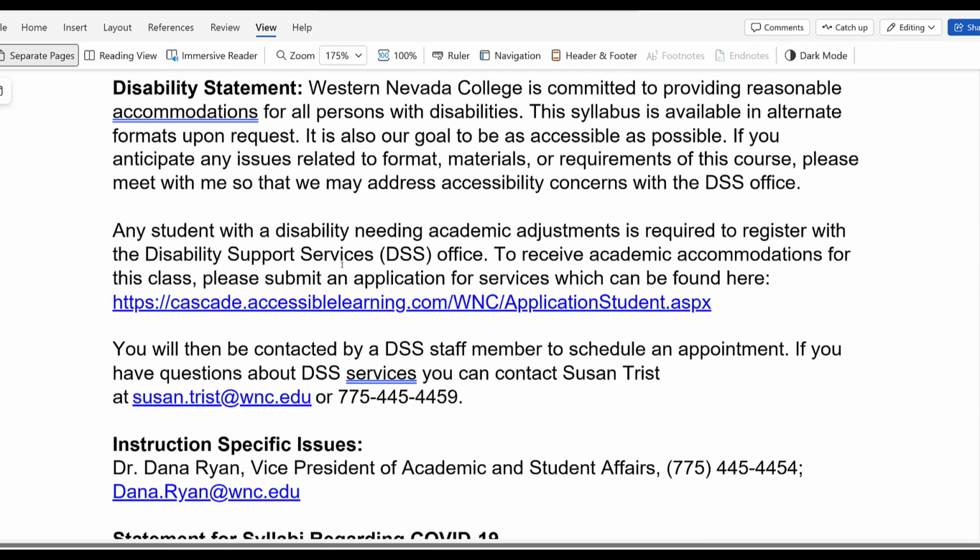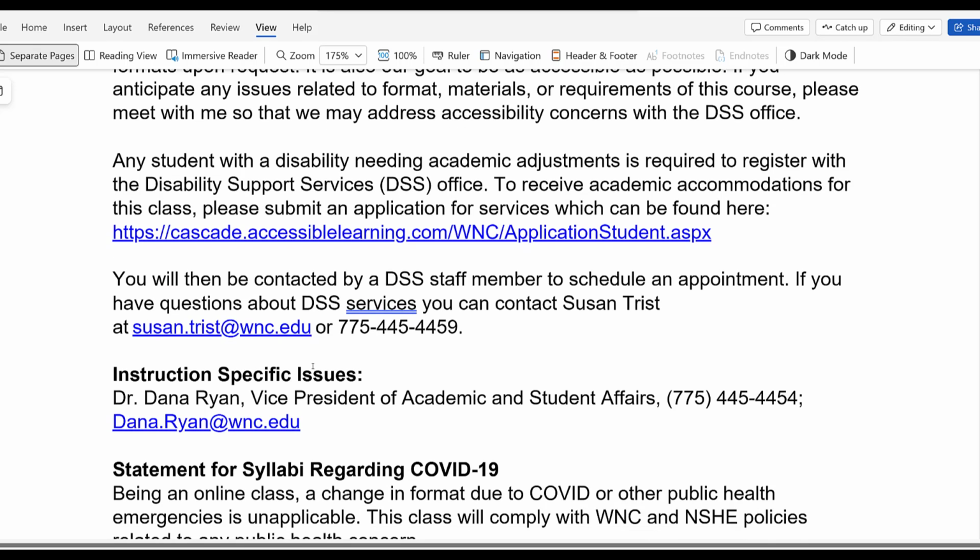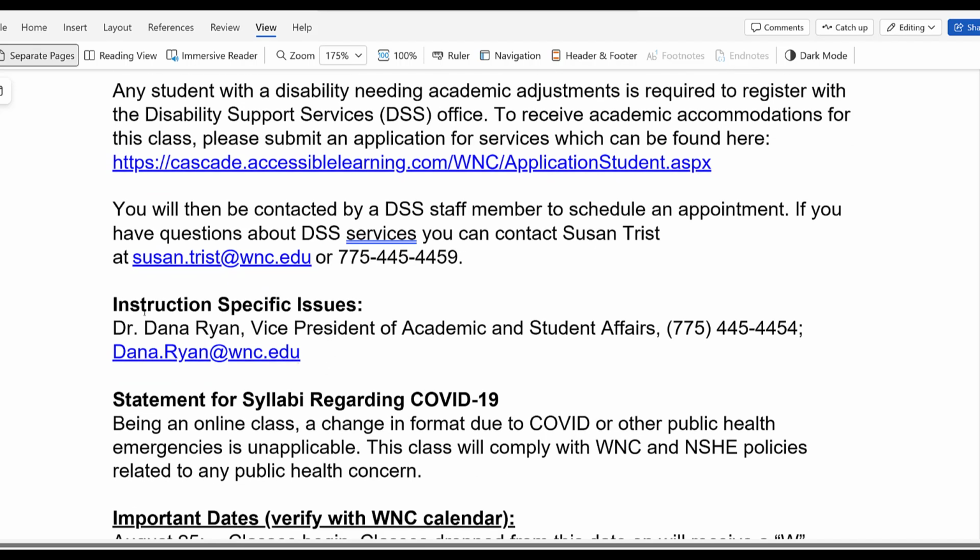Disability statement. I'll let you read the statement there. So if you need support or services, this is how you can do it. You can click on there. You can call them, email. They can help you with getting the accommodations you need. But I can't just give accommodations without getting something through them, because then it looks like there's favoritism or someone gets something more than someone else.